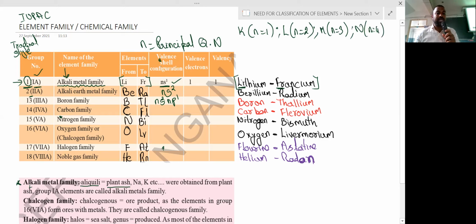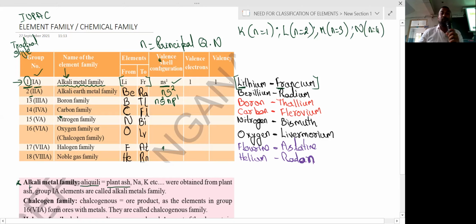So here, what is the n? It is the first orbit. If you go from top to bottom in the first group, which we just discussed, the first one we call lithium and the last one we call francium. Lithium's atomic number is 3. Now what electronic configuration do we write? 1s1. You can see the 1 there, it is nothing but the n. So in the first group, the first element's electronic configuration is 1s1.